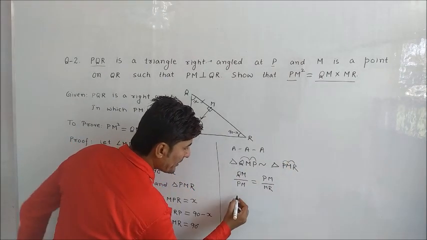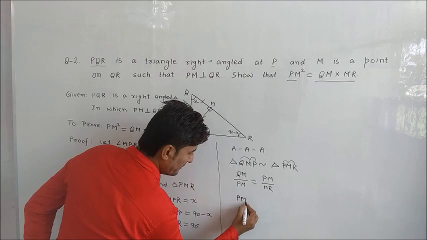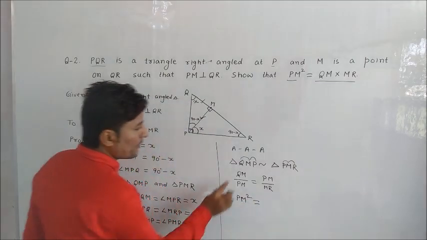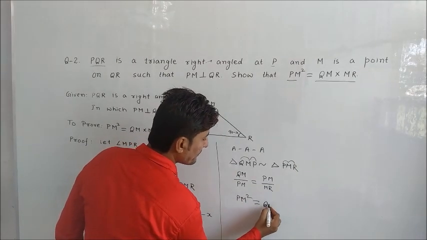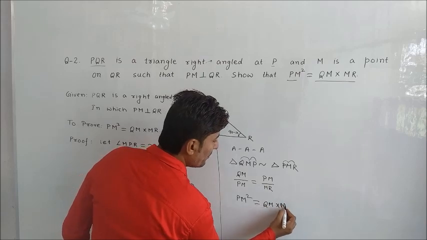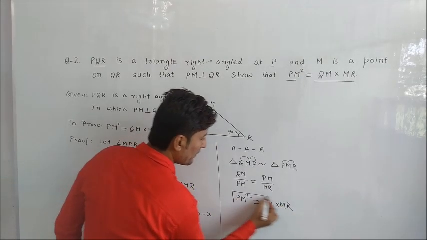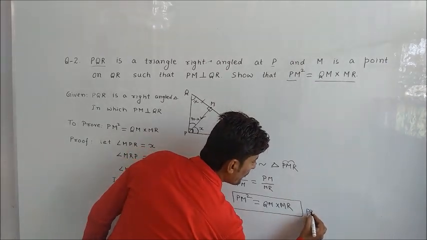Now after doing the cross multiplication, we will have PM square is equal to QM into MR. So this is proved.